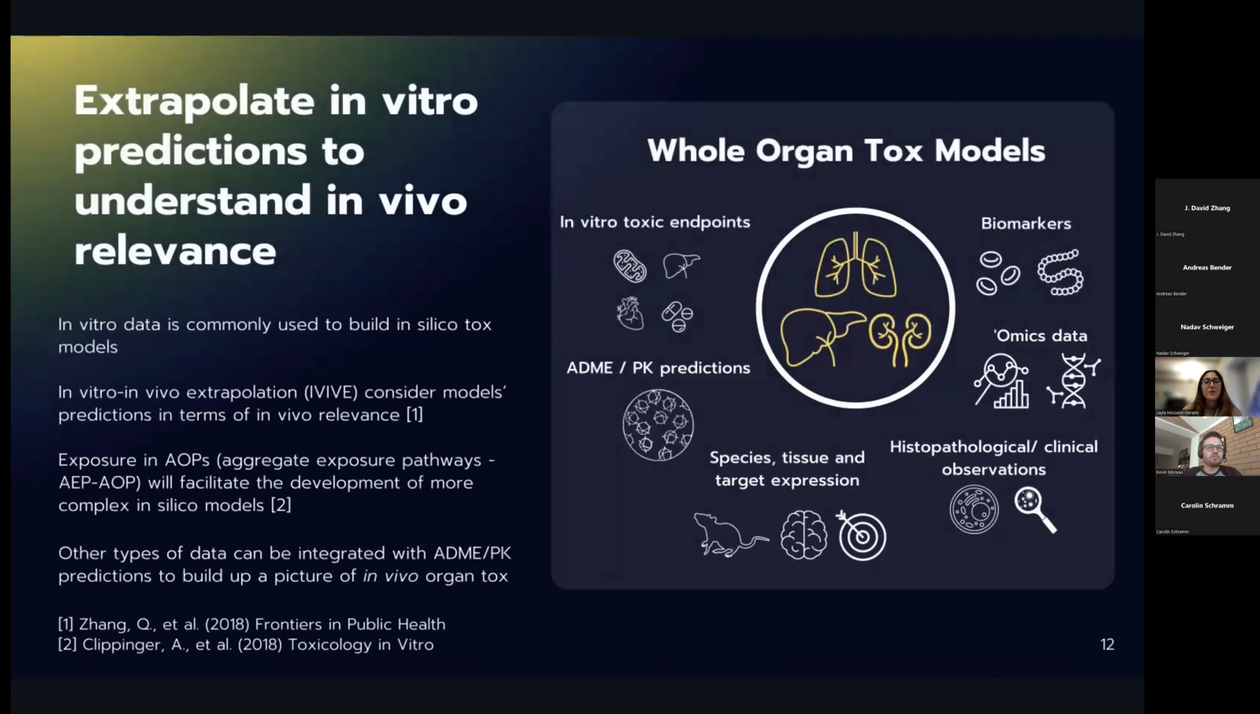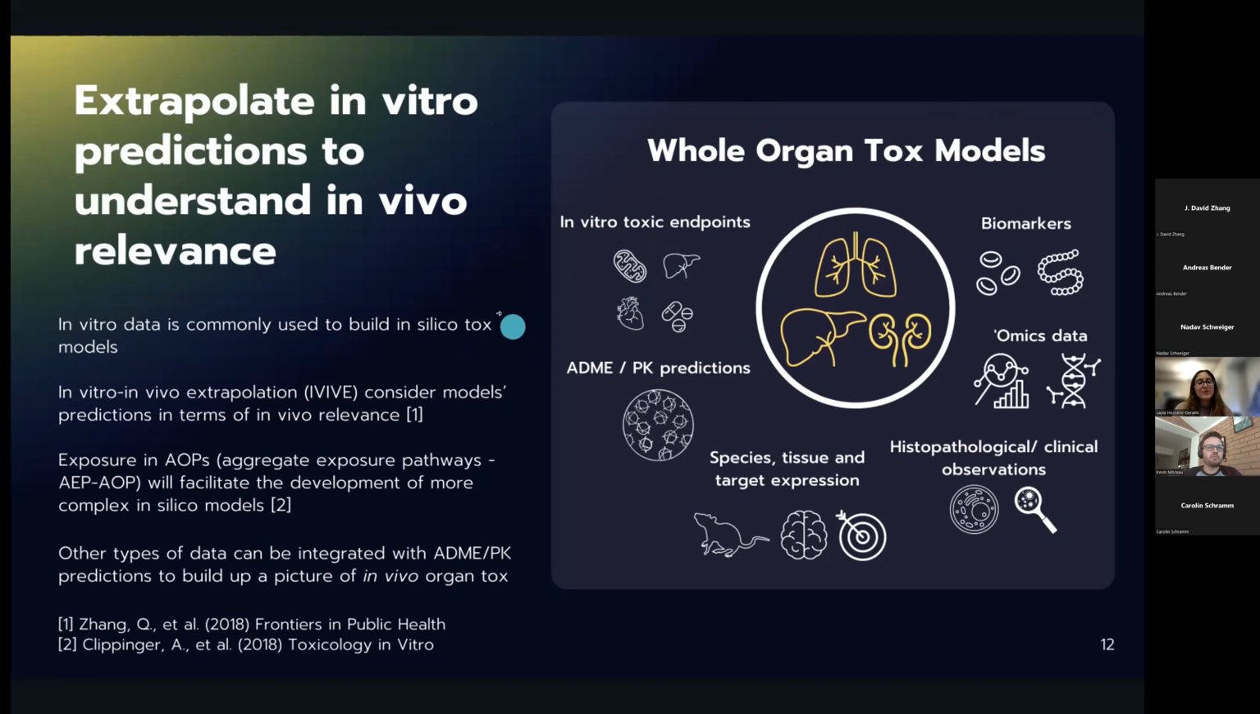So building on a bit more about how we take these in vitro predictions to in vivo. Obviously a lot of in silico tox models are built on in vitro data because it's far more abundant, there are fewer confounding variables, etc. So we really want to start moving from predicting these in vitro toxic endpoints, which are, after all, just a proxy for in vivo toxicity, and really start to build up a whole picture of a holistic whole-organ tox model. So we're already starting to consider in vitro to in vivo extrapolation.